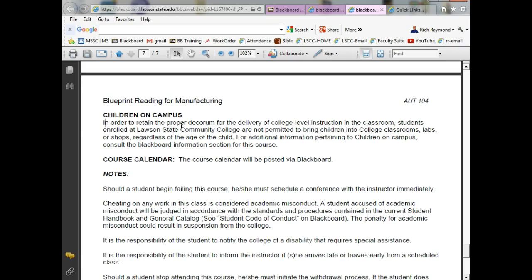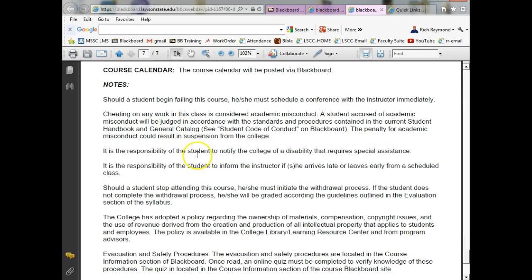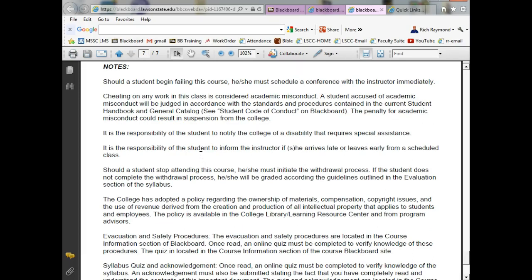Notes. Another problem we have here is this one right here. It's the responsibility of the student to inform the instructor if she arrives late or leaves early from a scheduled class. We do roll because of financial aid, so I'll do a roll here in a minute.